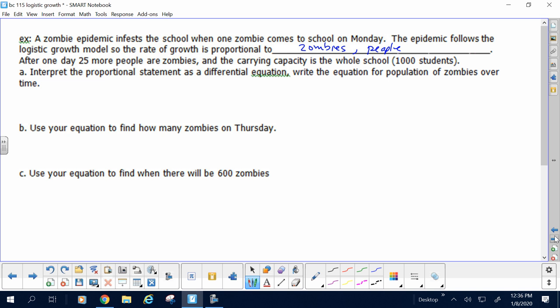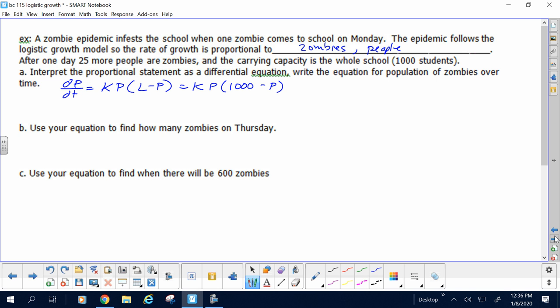Okay, so would you interpret the proportional statement as a differential equation and write the equation for population of zombies over time? So what is the differential equation for logistic growth? dP/dt equals K P times (L minus P). What can we put in right away? L, we can do L. But I don't know K. Right, you with me on where that 1,000 comes from? Okay, cool. I don't see what else I can do there, so I guess I'll proceed on.